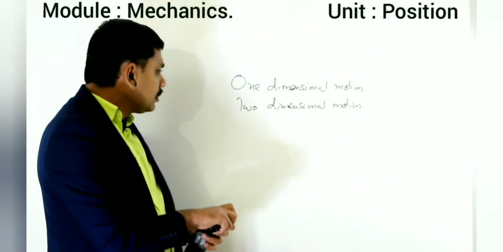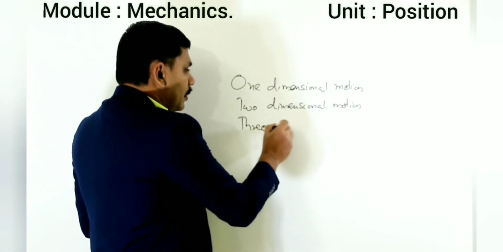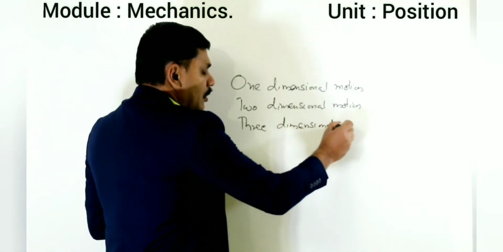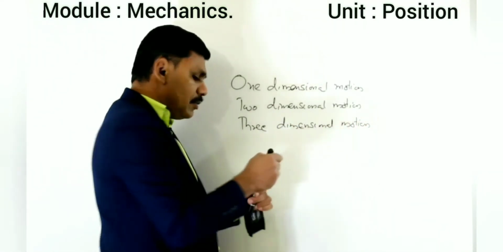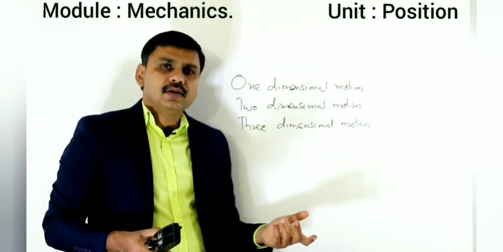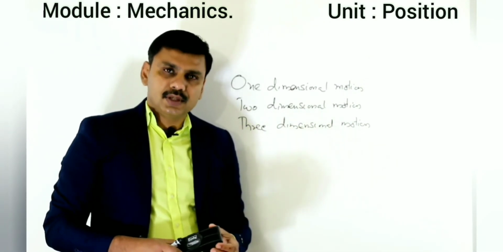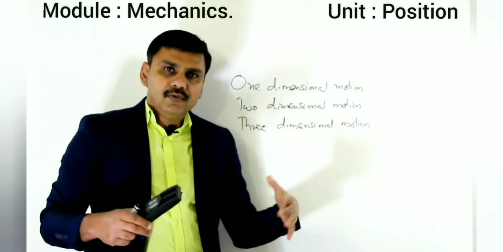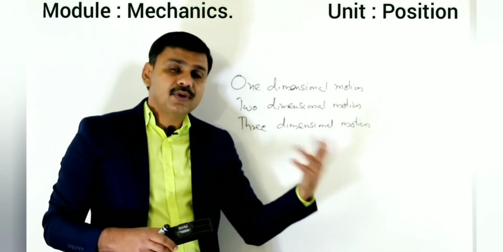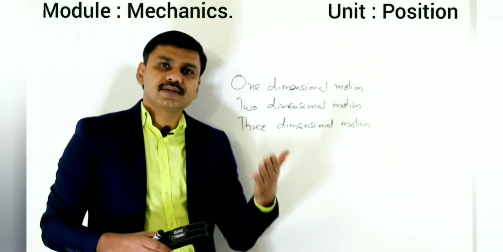Then what do you mean by three-dimensional motion? Three-dimensional motion means the motion of an object in space. For example, a bird is flying in the sky. That is a three-dimensional motion. And when you walk, that is a three-dimensional motion. But the photo is two-dimensional, because that photo is a surface.